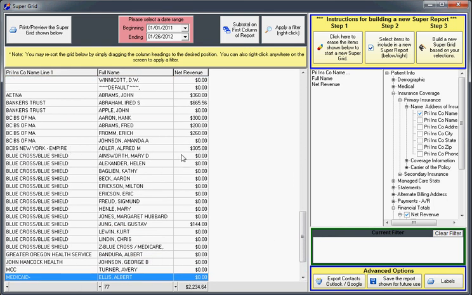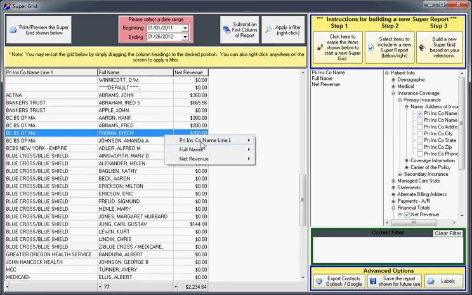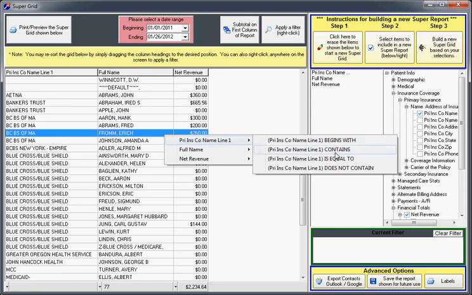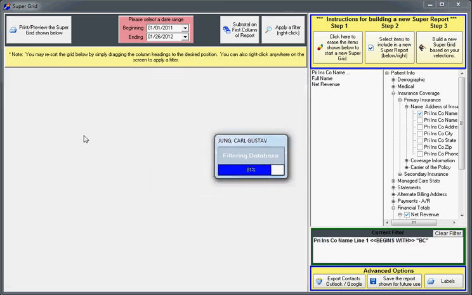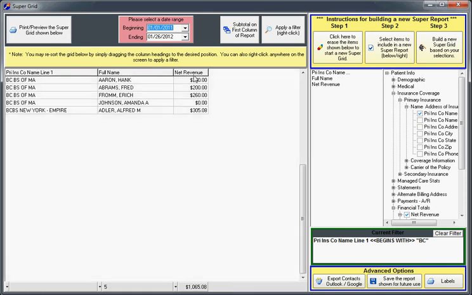We could find out what we billed last year for any individual company by applying a filter. That could be a right-click, primary insurance name line 1, begins with BC, in this case Blue Cross Blue Shield of Mass, apply filter. I get only what was billed for Blue Cross, and actually we included New York Empire in this case.